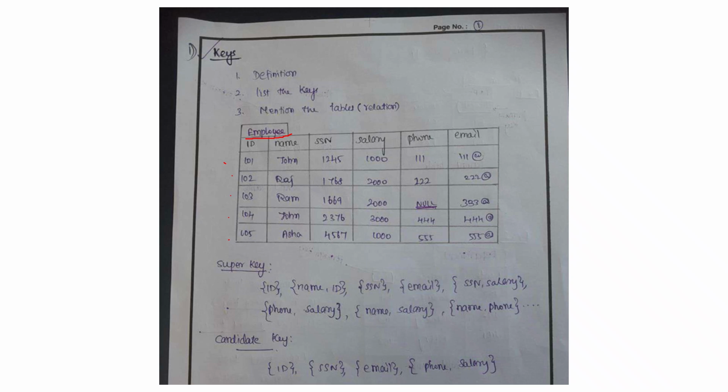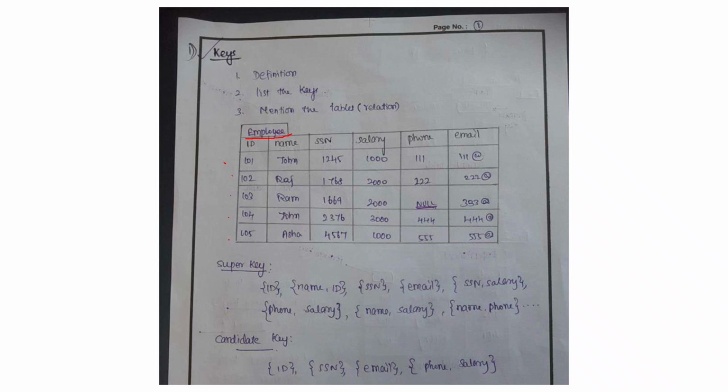So we can consider SSN alone as a super key, and salary is not a unique value. So we can't consider salary alone as a super key. So we can combine salary with other super keys. And phone, phone may contain unique values, but some persons may not have a phone. So in this relation, the phone attribute has null values. So we cannot consider phone alone as a super key.